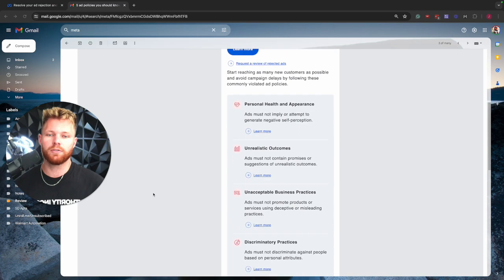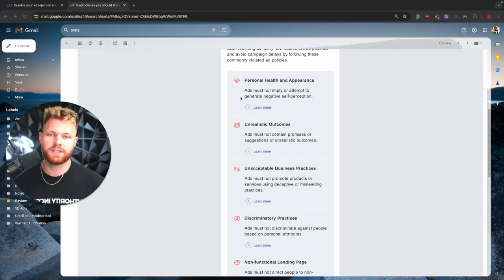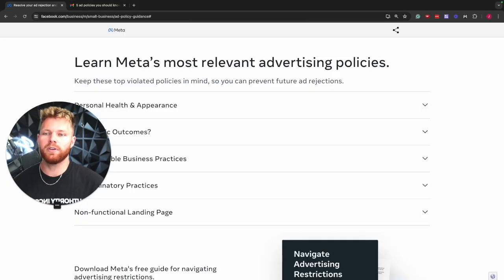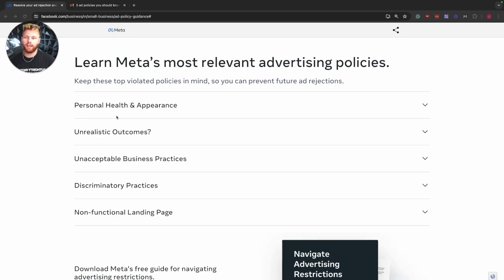So the first thing I want to do is go over these 5 ad policies that Meta has. So you can see they just sent out this email going into a little bit more detail. And if you open it up in a separate screen, you'll be able to look in here and break these down. So the 5 that I want to go over with you are personal health and appearance, unrealistic outcomes, unacceptable business practices, discriminatory practices, and non-functional landing page. And I've had experience with every single one of these, and that's what I want to share with you in this video. So let's just jump right into it.